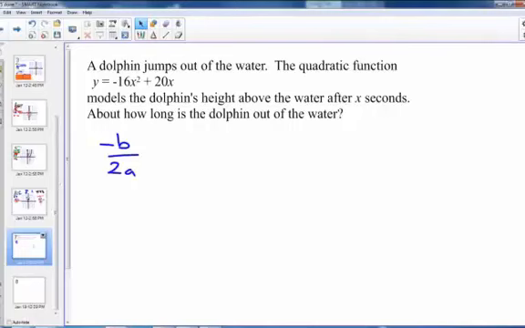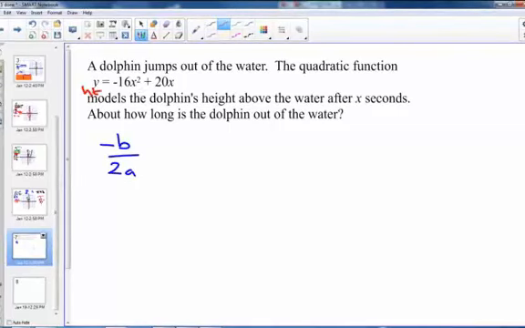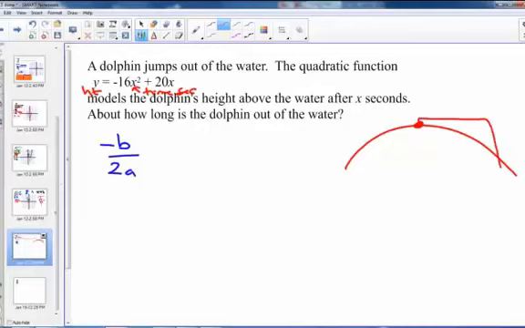So a dolphin jumps out of the water, and this models the dolphin's height above the water after t seconds. So this is the height, and this is the time in seconds. So how long is the dolphin out of the water? Now, if we find the peak, then we will know how much farther until it gets to 0, because it's the same exact distance. And since there's no c value here, we already know 0 gives us 0.